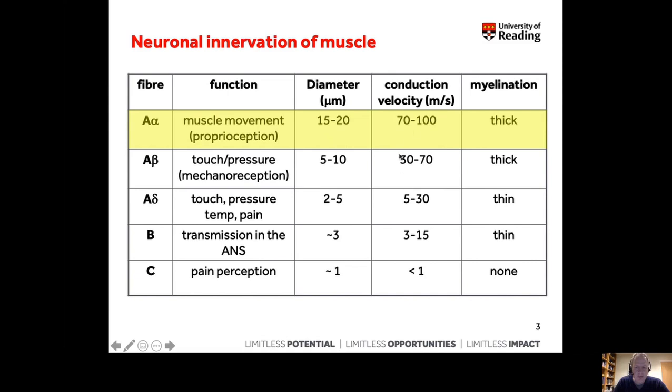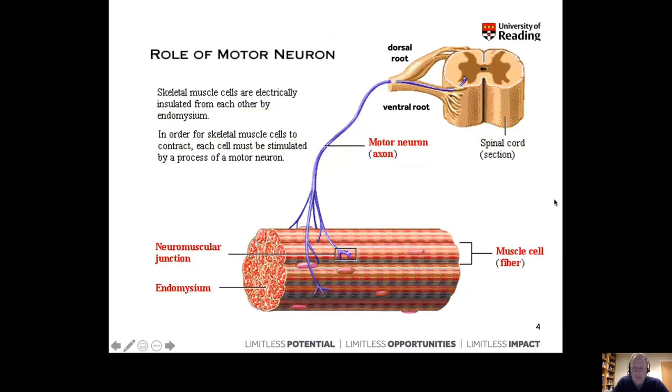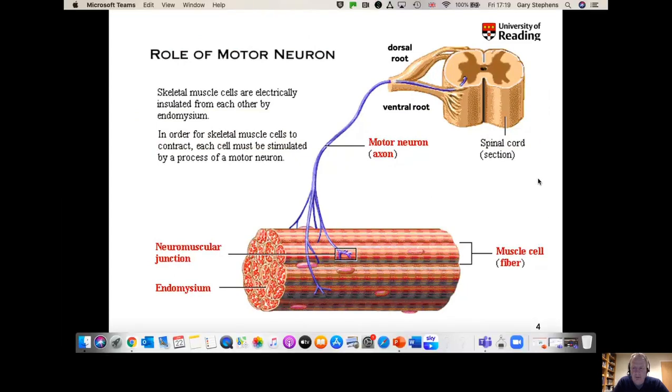Yeah, and that's really just to highlight from that previous table that we're talking about A alpha fibers when we're talking about neuronal innervation of the neuromuscular junction. Again, maybe a slide that I'll pick up in the lectures on muscle physiology, but what we want to do here is focus on the neural input.